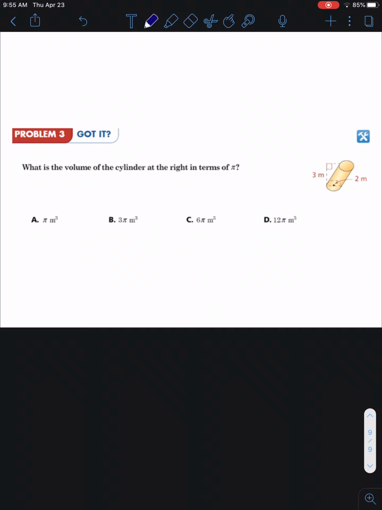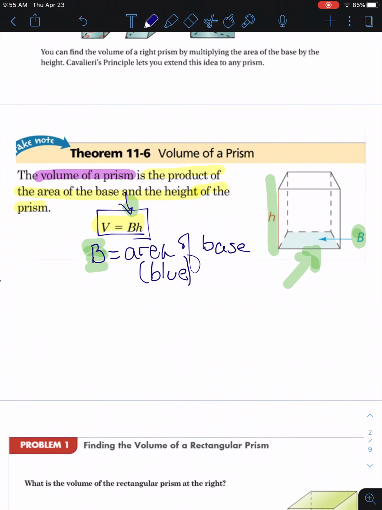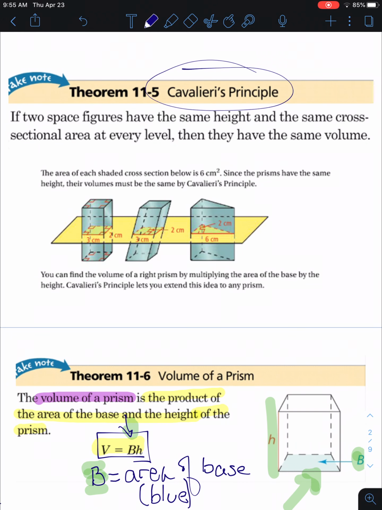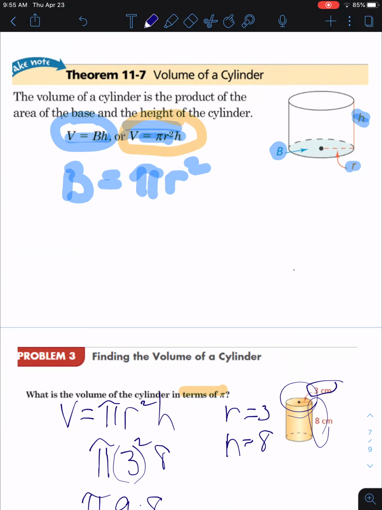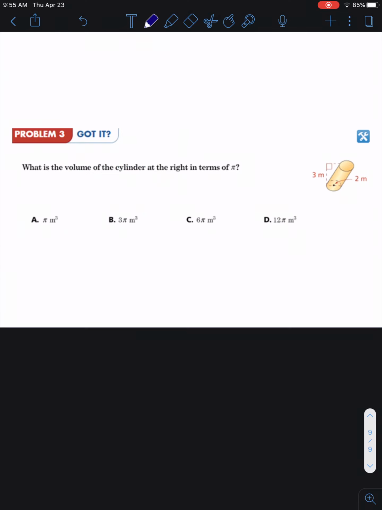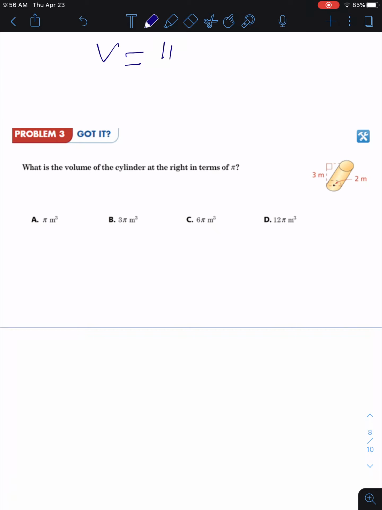Looking at a third one. Now this is an oblique cylinder, but if you recall, clear back in the very first part of the lesson that we did, Cavalieri's principle says if it has the same height and the same cross-section, then it's the exact same formula. So we're still using volume equals base times height, and don't forget that our base is pi r squared. So we're looking at this oblique cylinder, and so we're still using volume equals pi r squared h.